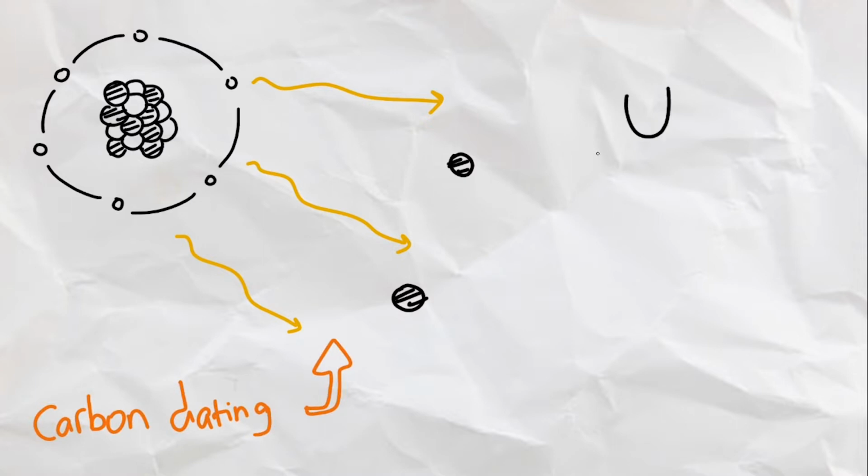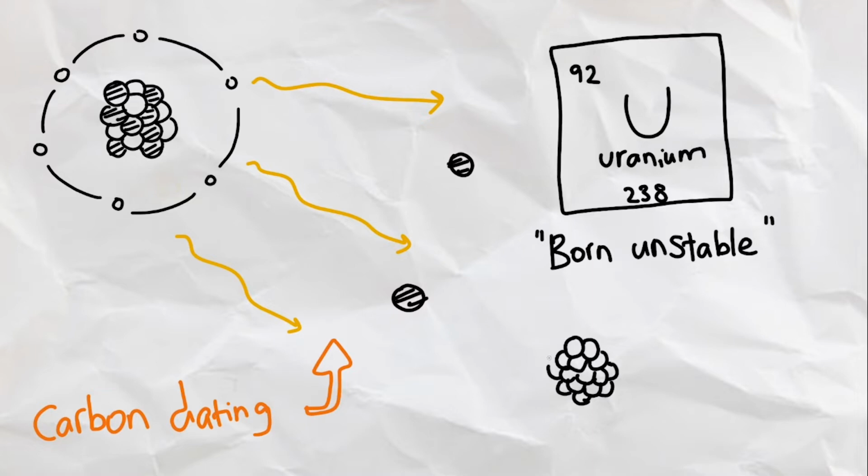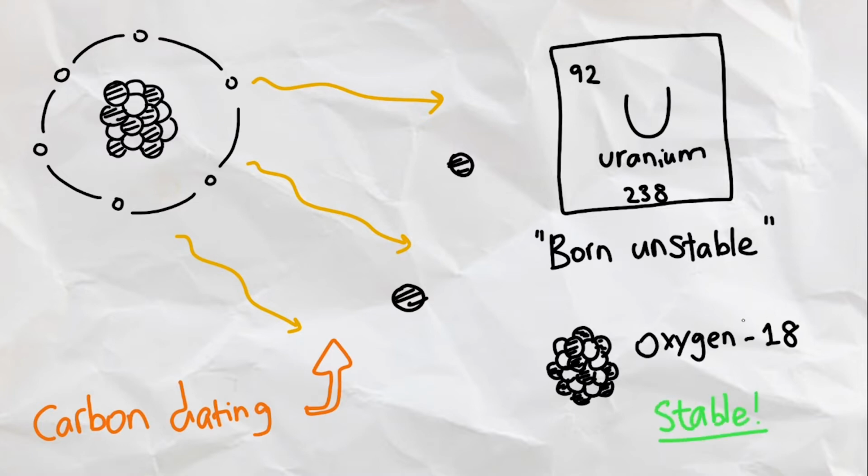Some elements are unstable by themselves too, not just their isotopes. Uranium is an element that is unstable to begin with, and is quote-unquote born unstable. This is why we associate uranium with radioactivity. It literally is always unstable. Not all isotopes are unstable, however. Take oxygen-18 for example. Even though oxygen normally has 8 protons and 8 neutrons, oxygen-18 has 8 protons and 10 neutrons, but it is still stable, so it is not radioactive.